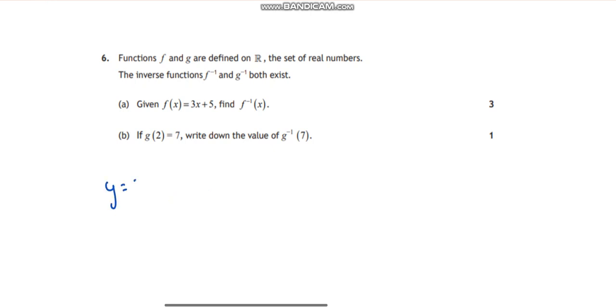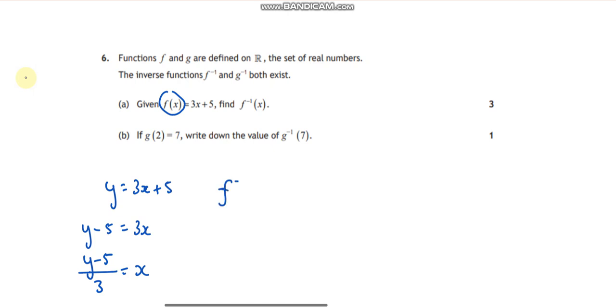So y is 3x plus 5, because that's just a fancy way of saying y, isn't it? My function was with respect to x, but it's just the output, isn't it? So y take away 5 is 3x. So y take away 5 divided by 3 is equal to x. And at this point, I'm going to say, well, instead of x, that's actually my inverse function, so f negative 1 of x. And instead of y, I'm going to say that that's my new x. So that's x take away 5 divided by 3.